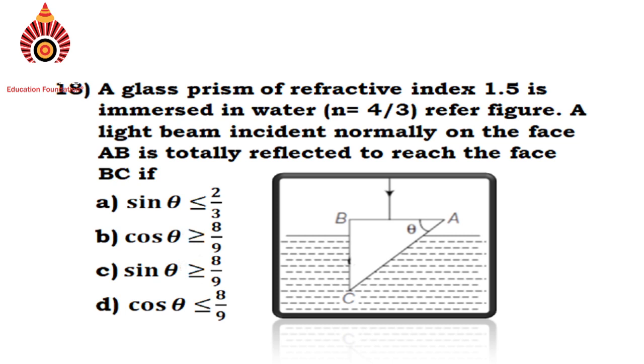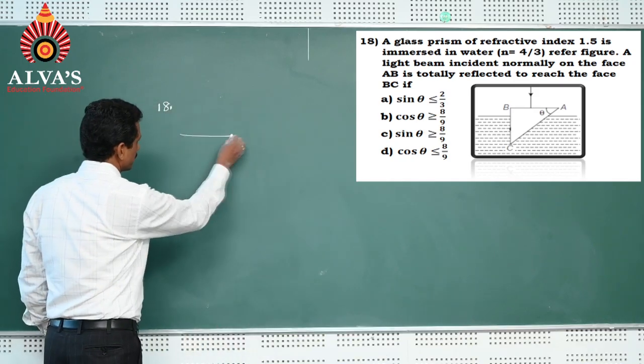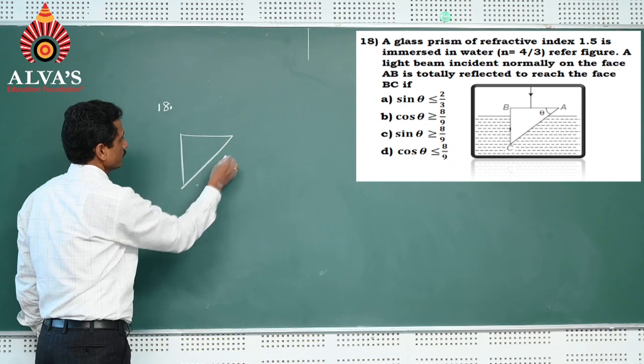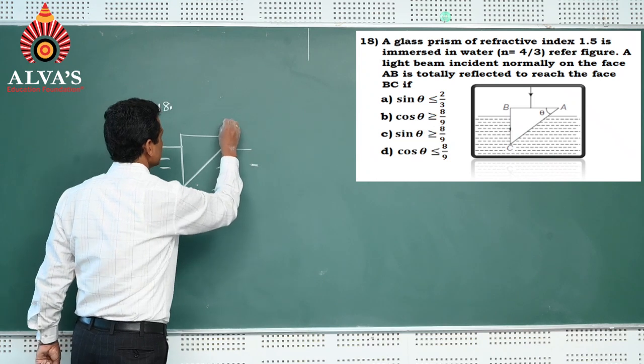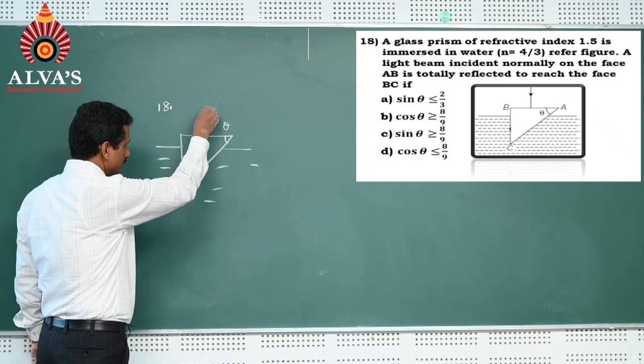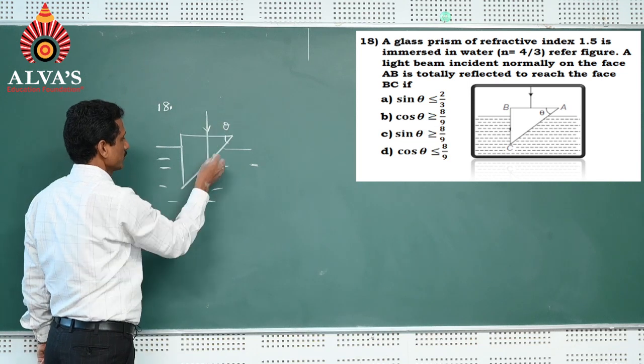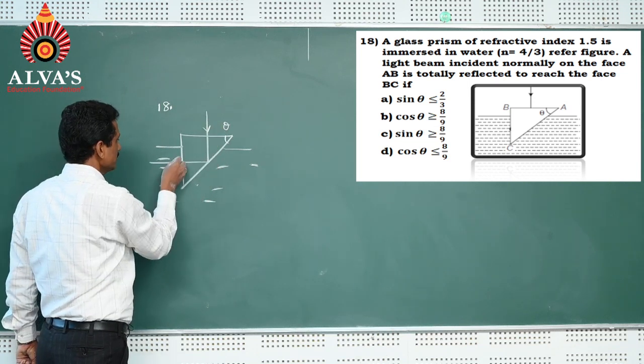A glass prism of refractive index 1.5 is immersed in water, refractive index 4/3. Refer to the diagram. A light beam incident normally on the face AB is totally reflected to reach the face BC if, see the diagram, the prism will be like this. It's in water. This angle is theta. Ray incident normally on this face. It's support TR like this.